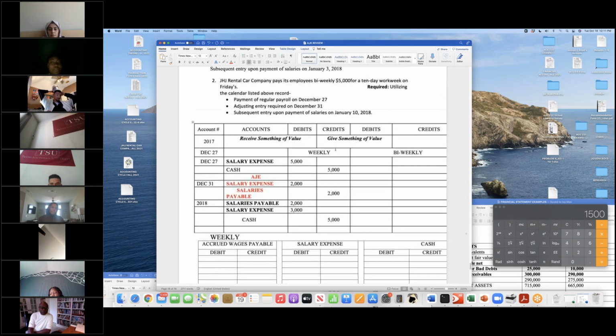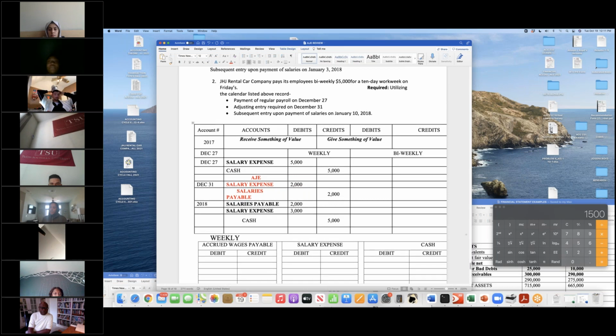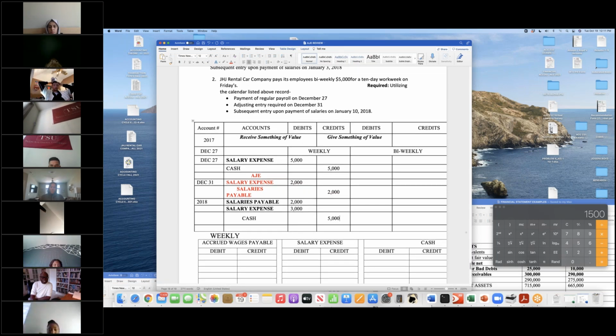Okay, so for December 31st, how did he get 2,000 again? If they paid $5,000 weekly, then the rate of pay is $1,000 a day, excuse me. So the workers are making $1,000 per day.